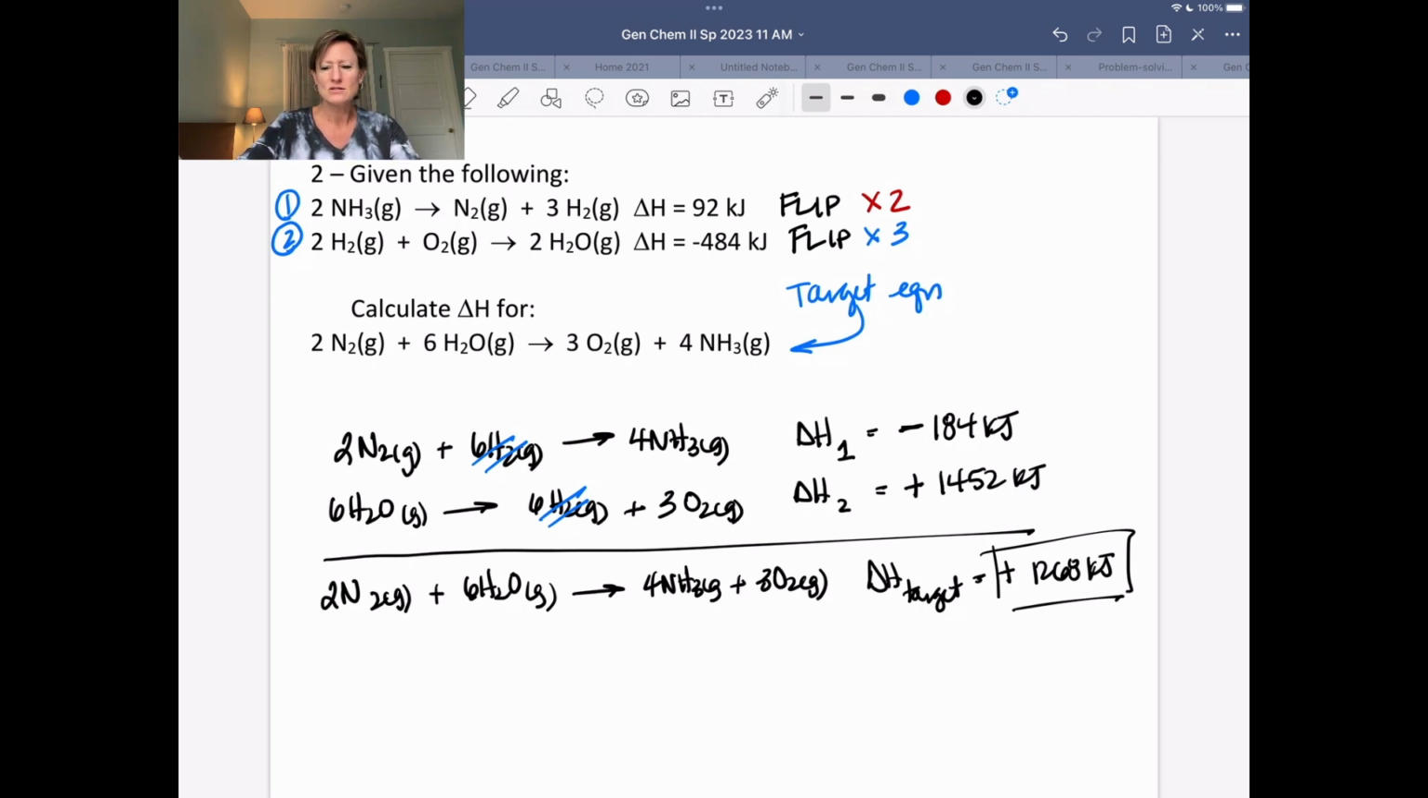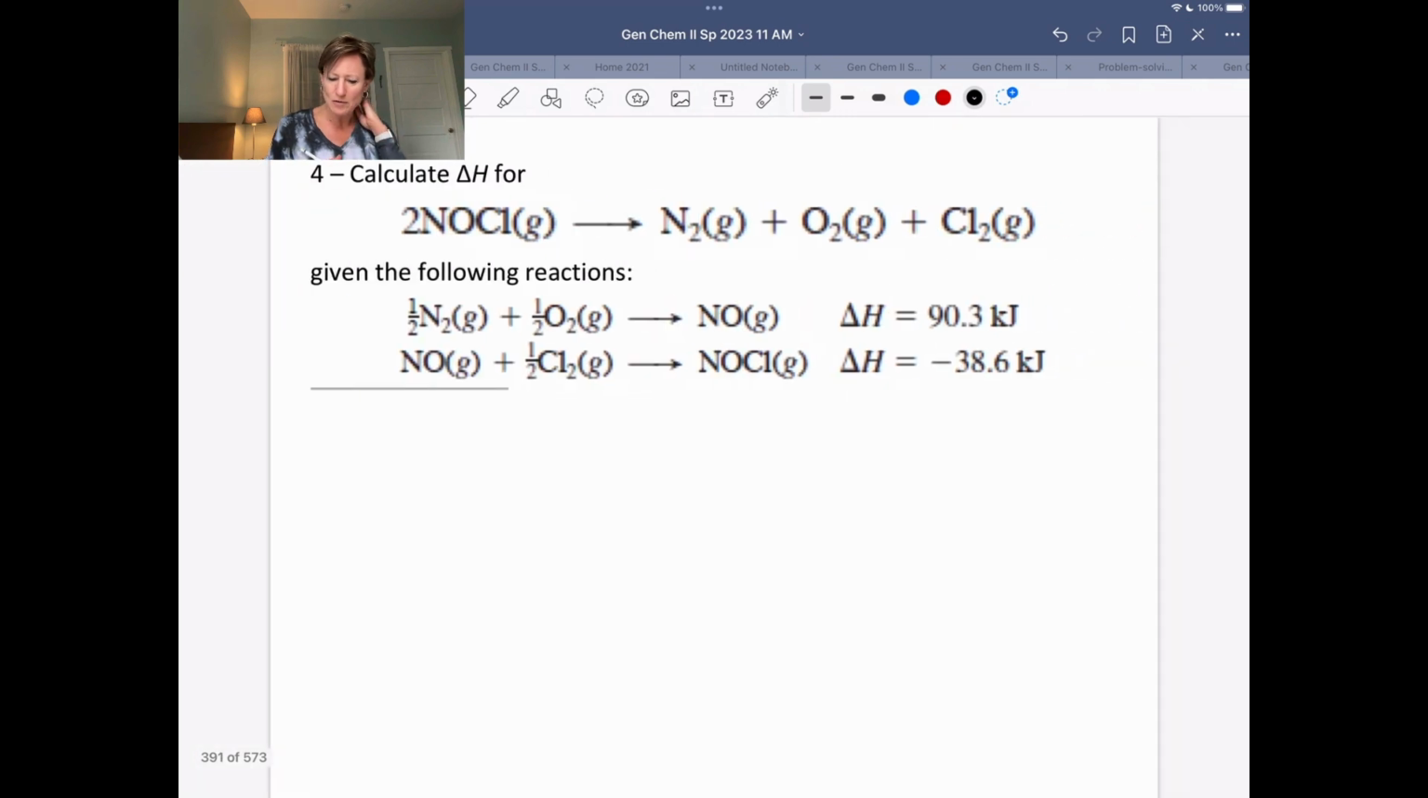All right, so let's work on another problem here. Here's another one. If you want, go ahead and pause the video, see if you can work through the answer. I'm going to tell you that the answer is minus 103.4 kilojoules. Okay, so again, I'm going to work through it here, but if you want to practice and try on your own, go ahead.